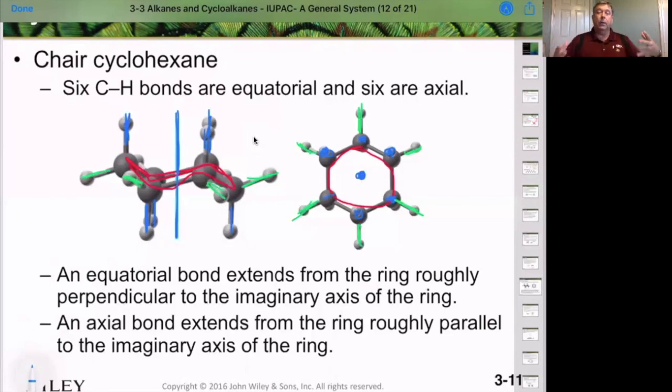Okay, so in this lowest energy chair conformation, we have three hydrogens pointing up with the axis, three hydrogens pointing down with the axis. And so those are the axial hydrogens. And then we have the remaining six pointing out around the outside. Those are what we call the equatorials right there. And so whenever we have a substituent on this ring, we want to try to put it in that equatorial position, if at all possible.